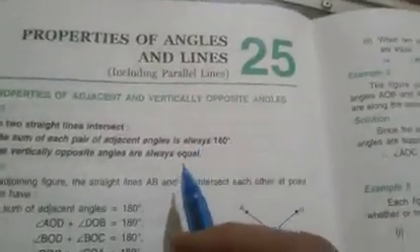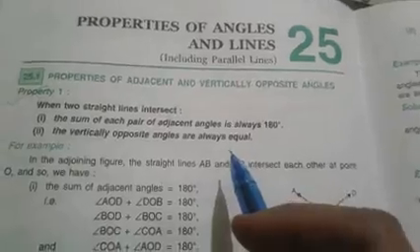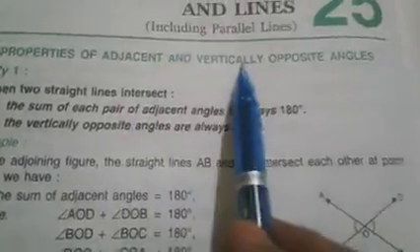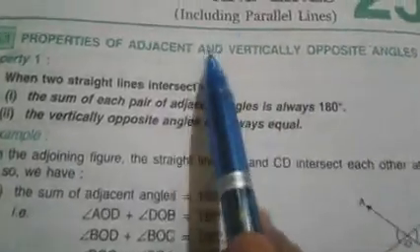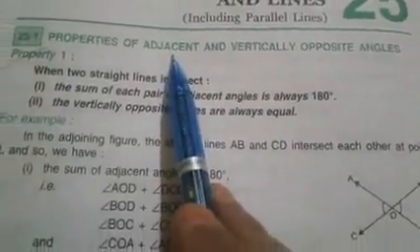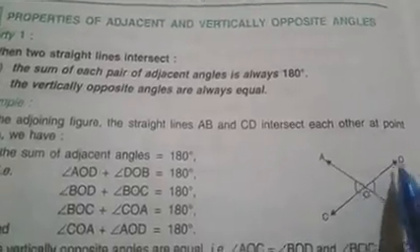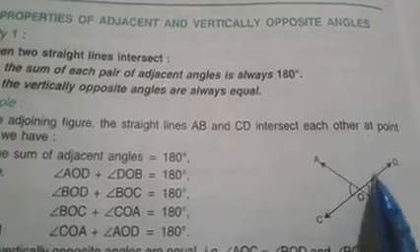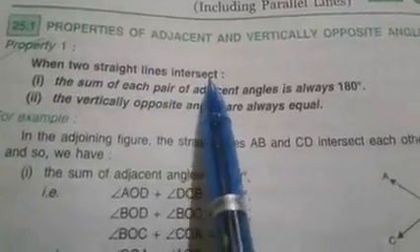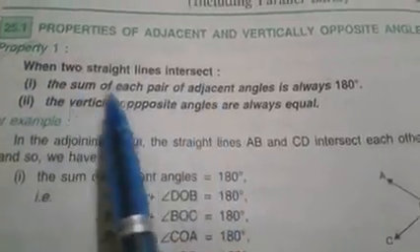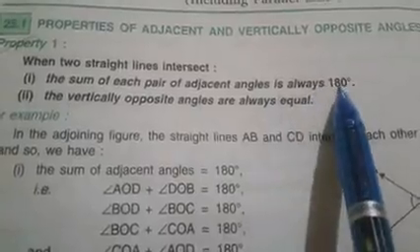If you remember even a little of angles and basic concepts of geometry, you should know what adjacent and vertically opposite angles are. Adjacent angles are the angles which share one arm. Now let's see the first property. When two straight lines intersect, the sum of each pair of adjacent angles is always 180 degrees.